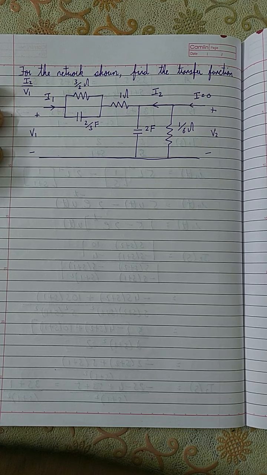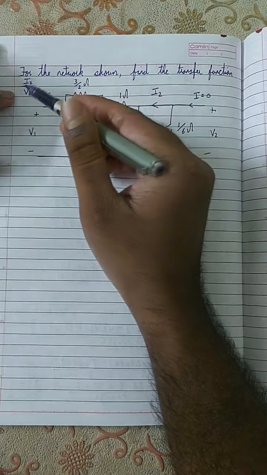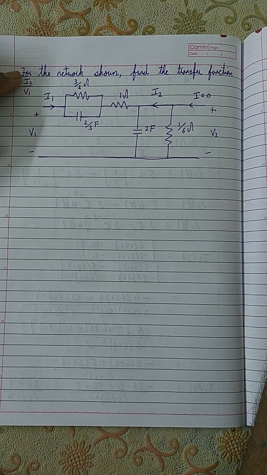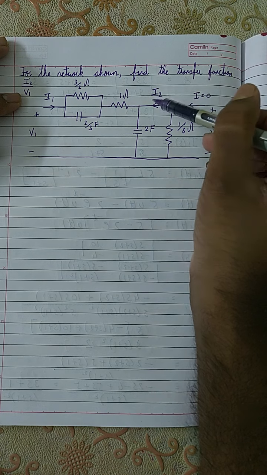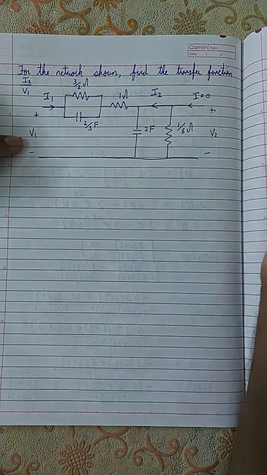Friends, so let's do this problem, okay? For the network shown, same as before, find the transfer function I2 by V1. So the question is to find the value of I2 by V1. Where is I2? Here it is I2, and where is V1? V1 is as usual the input voltage.